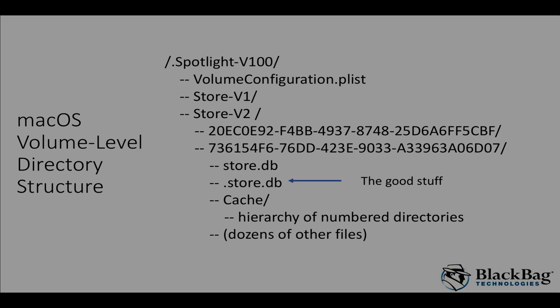Then you'll have a store v1, which we ignore, it's old. Store v2 is where good things are. There are different individual stores underneath there. You can have multiple stores on a volume. Each store has a store.db and a .store.db and a cache folder. The metadata attributes themselves are stored in the store.db and .store.db files. They're basically copies of one another. It looks like the .store.db gets written to first, because occasionally it'll have just a few more entries, and then the stuff's duplicated over into the store.db. For the rest of the talk, if I say store or .store, they're basically interchangeable, right?